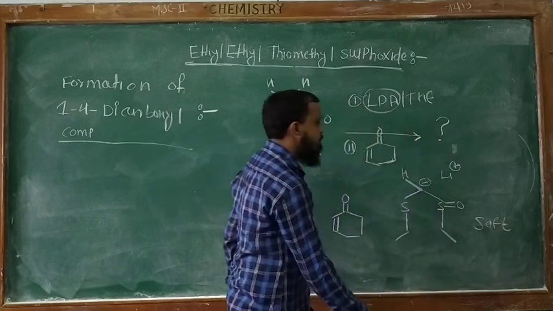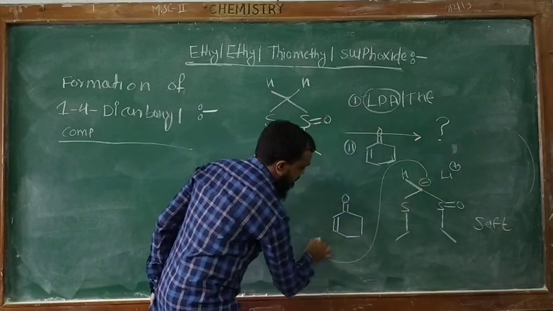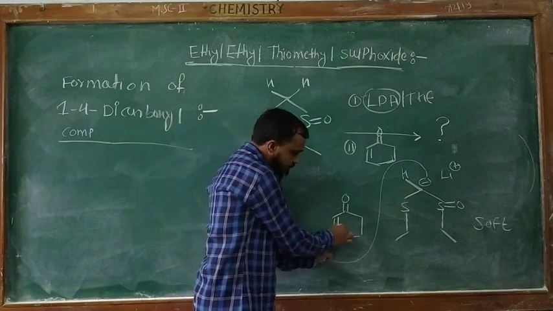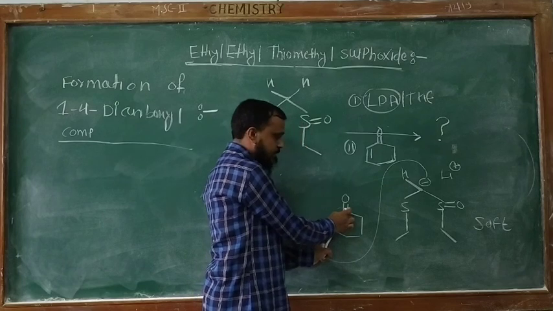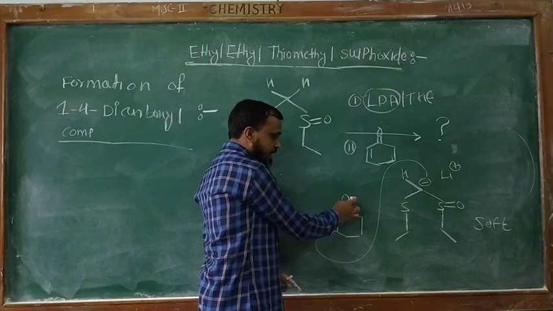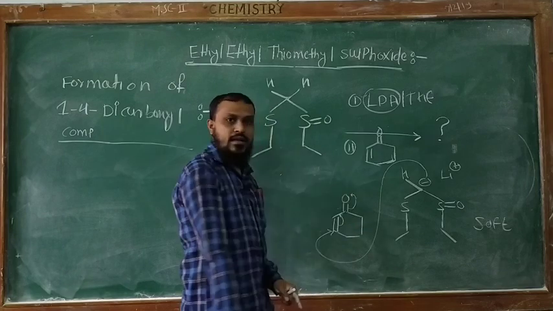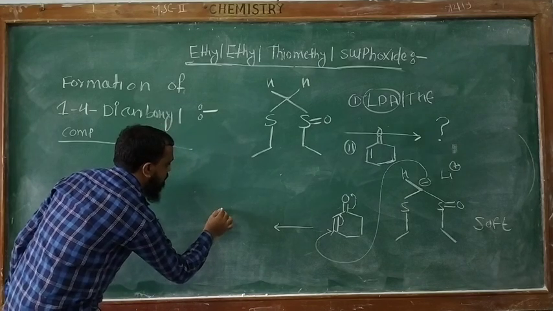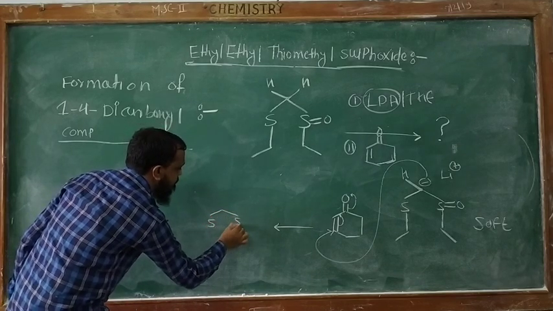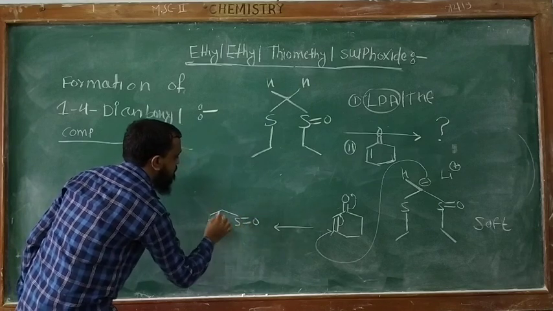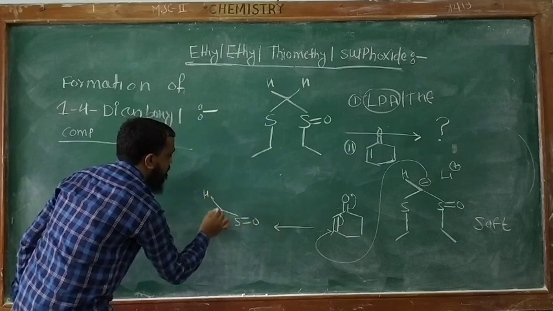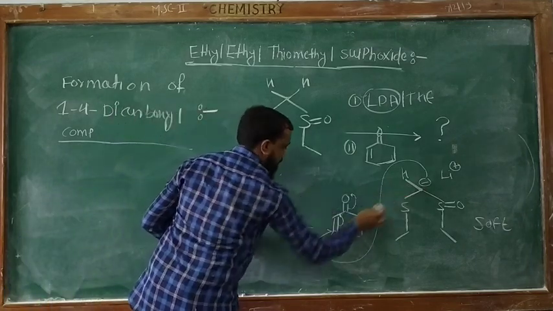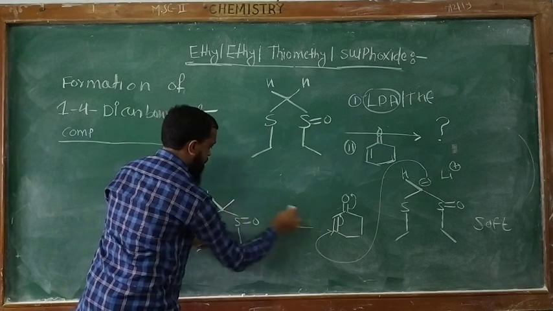Okay, so here it attacks this beta carbon atom of the alpha beta unsaturated carbonyl compound, due to which this pi bond shifts in between this carbon and this carbon, and the pi bond between oxygen and carbon shifts toward oxygen, and we will get this type of intermediate product. Look here, this is our sulfur, this is sulfur, this is oxygen, this is hydrogen, okay, and here the ethyl group, okay. This negative charge is bonded with this carbon atom, okay.